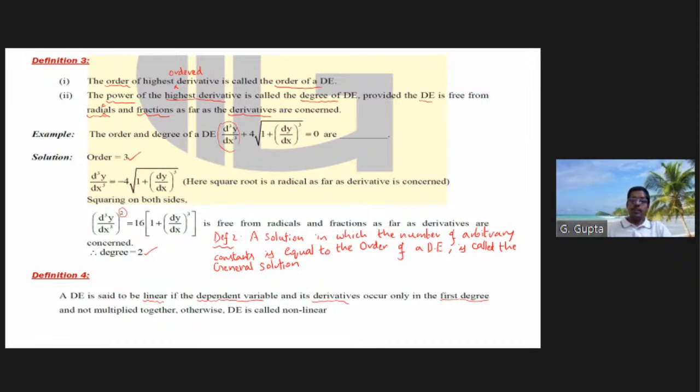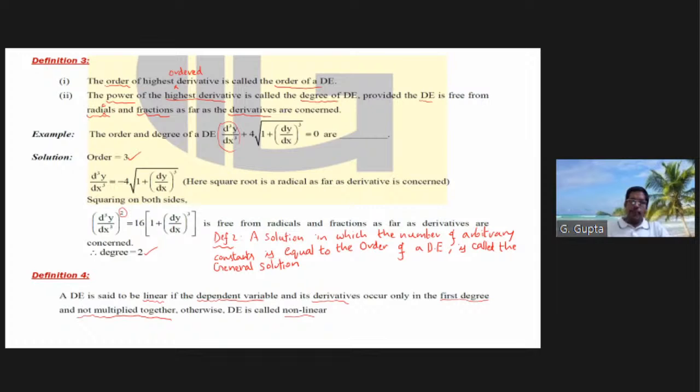Linear means degree 1, and these derivatives are not multiplied together. That is, the dependent variable should not be multiplied by its derivatives, or any two derivatives of the same dependent variable should not be multiplied. Then only the differential equation is called linear. Otherwise, it is called non-linear. I hope everyone understood the meaning of linear. For example, in the above problem, if I take y as dependent and x as independent, the third derivative has more than power 1, the first derivative has more than power 1. So it is not of power 1. So it is non-linear.